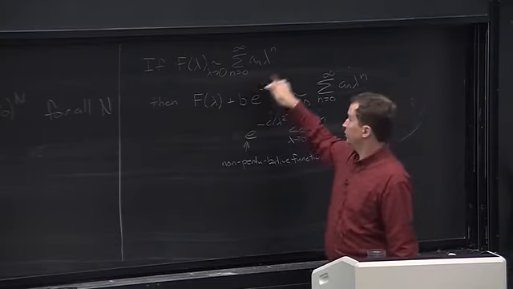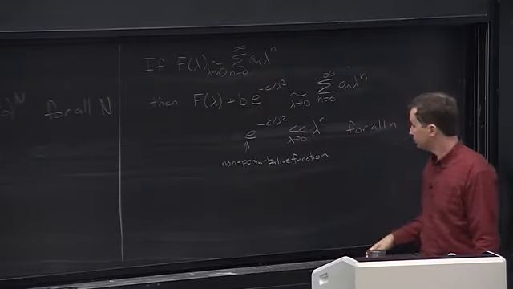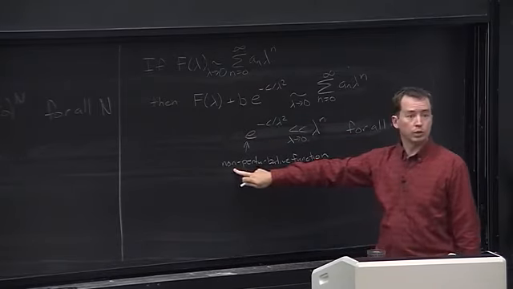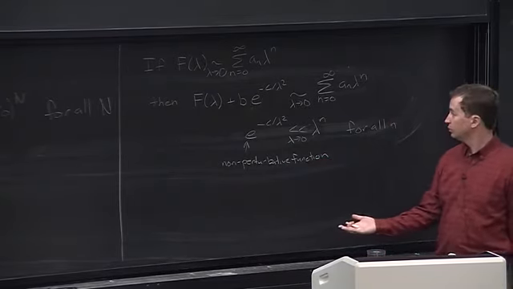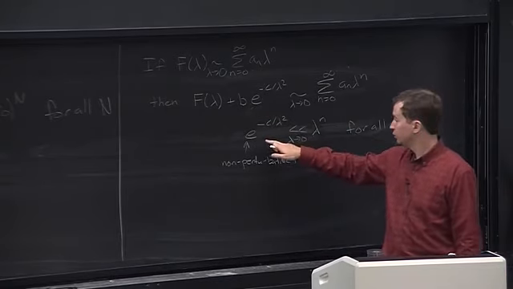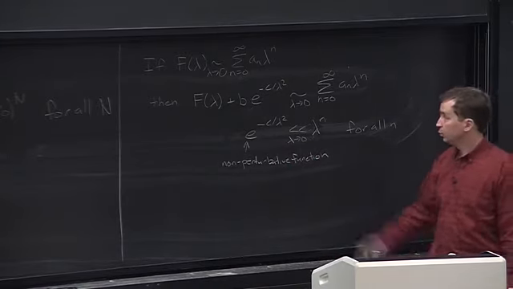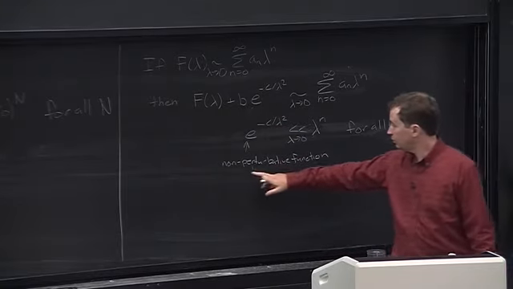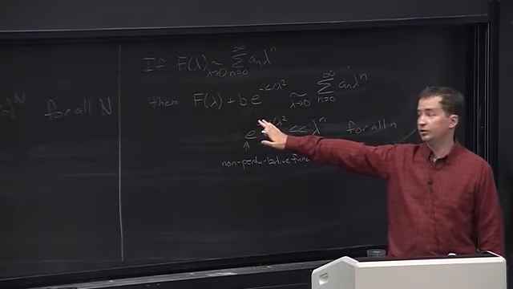Because in physics, we often construct asymptotic series using perturbation theory. But in general, if we're using perturbation theory, we'll miss things like e to the minus 1 over lambda squared. So perturbation theory is not the end of the story. Non-perturbative physics will be completely missed when we're doing perturbation theory.